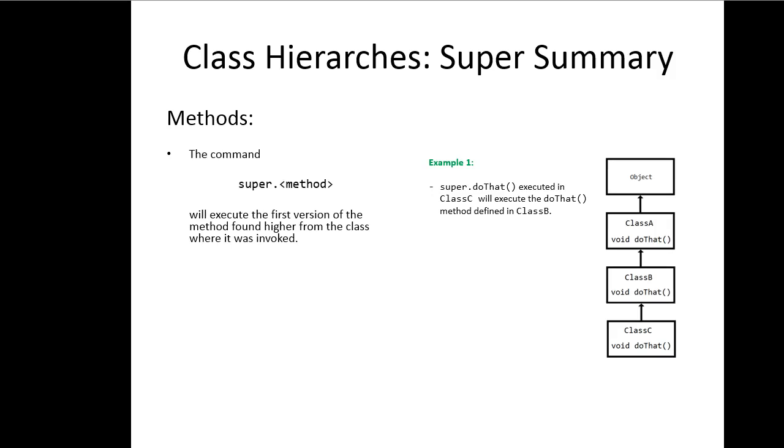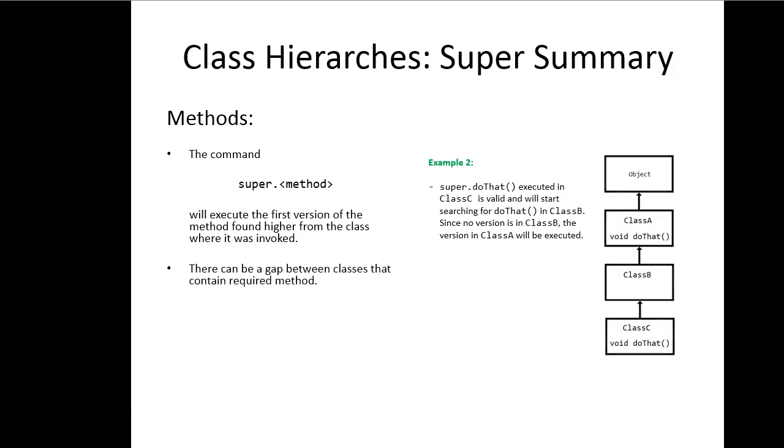The command super.someMethod will execute the first version of the method found higher from the class where it was invoked. So example 1, super.doThat executed in class C will execute the doThat method defined in class B. If I write super.doThat in class C, it's going to move one class up and look for doThat. Likewise, if I write super.doThat in class B, regardless of what the object type is, it could be a class C object, it's going to move up and look for doThat here.